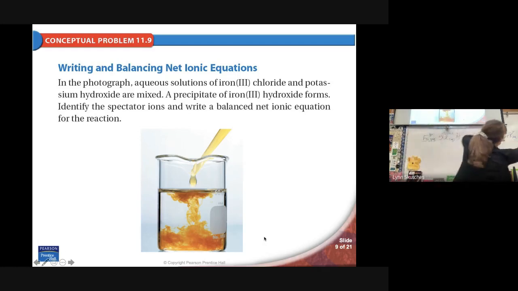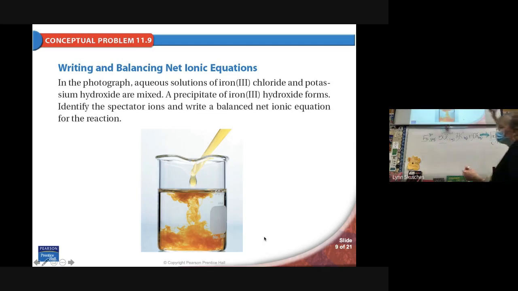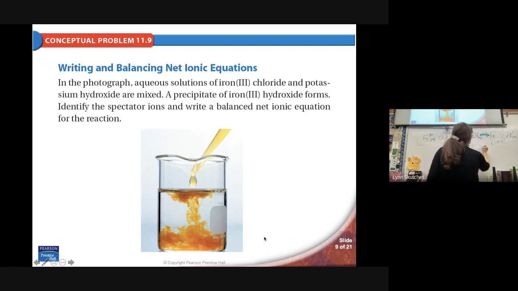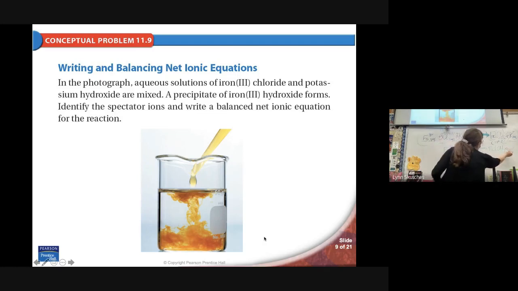So this is a complete ionic equation, balanced for charge, balanced for particles. The question was, what are the spectator ions? Well, what do you have on both sides? You have potassiums and chlorides that are still ions that aren't forming a precipitate. Those are your spectators. And I'm running out of color choices. Your net ionic equation is Fe3+. And right here has to be a coefficient of 3 because I need 3 of them in the compound.